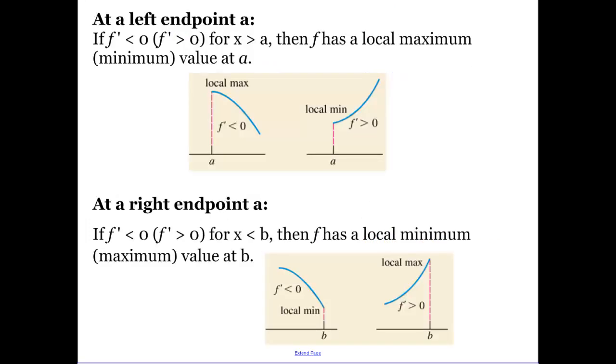Now at an endpoint, if your first derivative is negative, then you have a local maximum. At a left endpoint, if your first derivative is positive for x greater than it, you're going to have a local minimum. And then at the right endpoint, if your derivative is decreasing for numbers less than our value of b, then you're going to have a minimum at that right endpoint. And then at our right endpoint, if you're increasing for numbers less than that value of b, then you're going to have a local maximum.